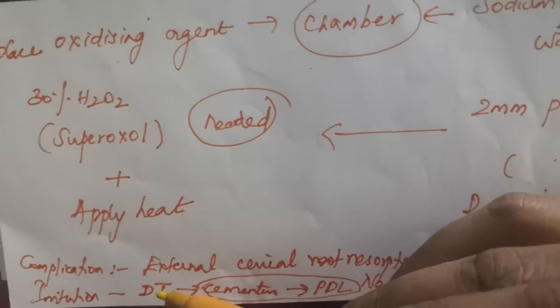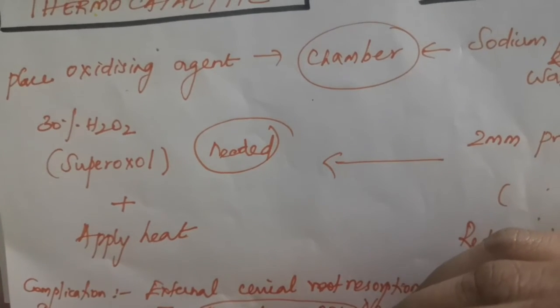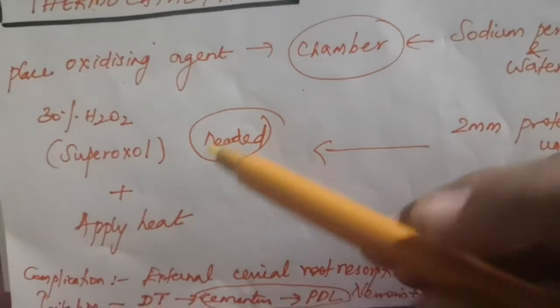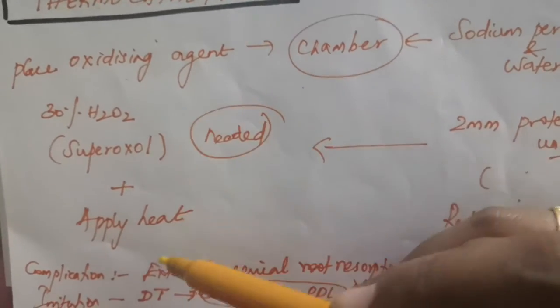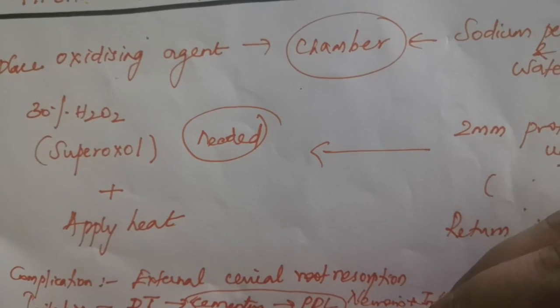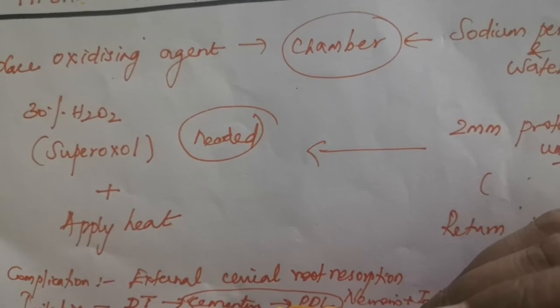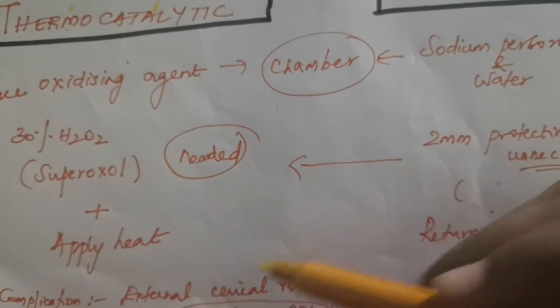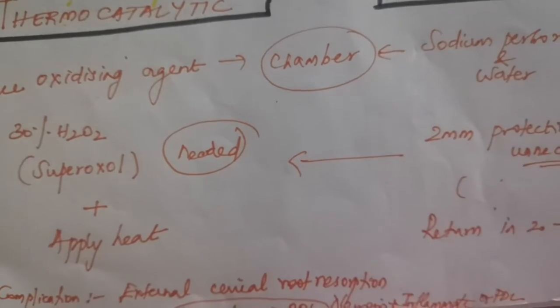A complication of this is that external cervical root resorption can occur, because of the ingress of all these components into the dentinal tubules, which ultimately leads to inflammation of the PDL and also necrosis of the cementum, leading to external cervical root resorption.